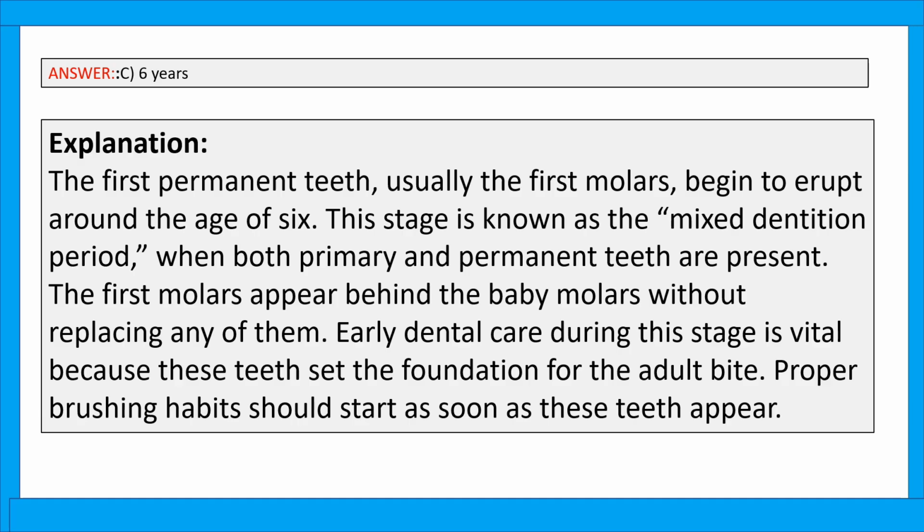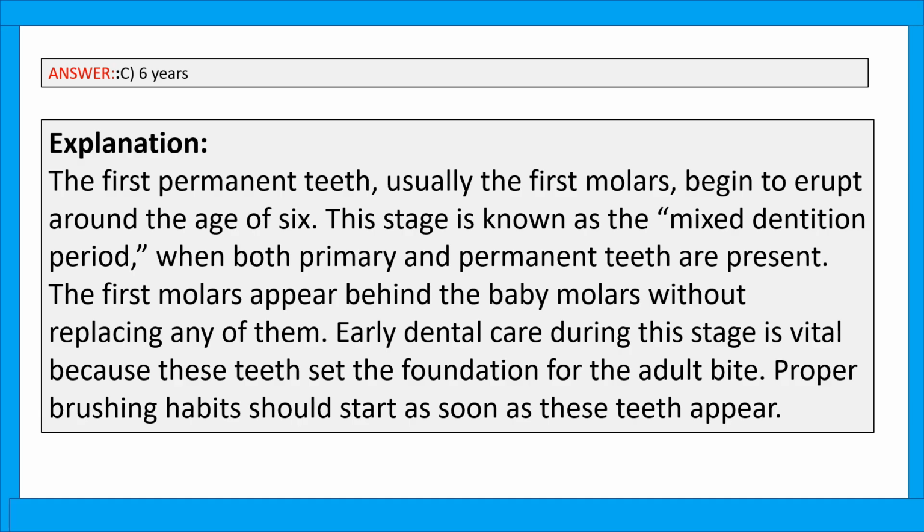The first permanent teeth, usually the first molars, begin to erupt around the age of 6. This stage is known as the mixed dentition period, when both primary and permanent teeth are present. The first molar appears behind the baby molars without replacing any of them. Early dental care during this stage is vital because it sets the foundation for the adult bite. Proper brushing habits should start as soon as the teeth appear.